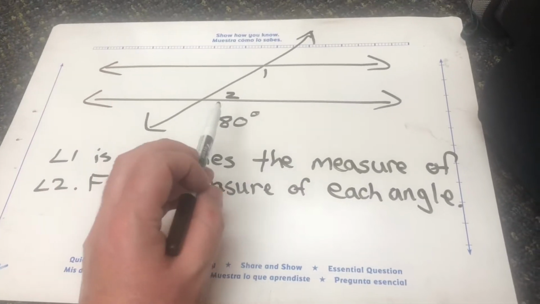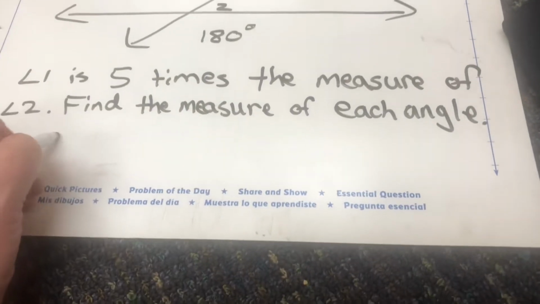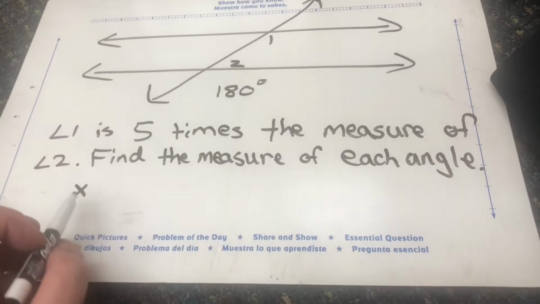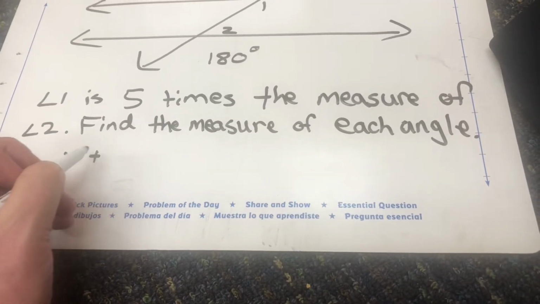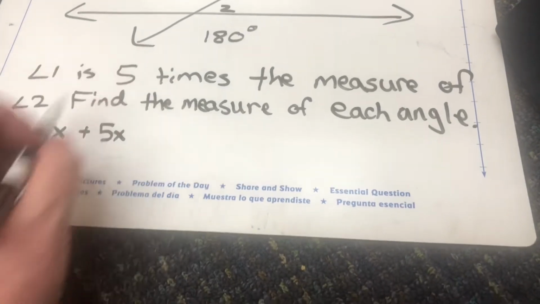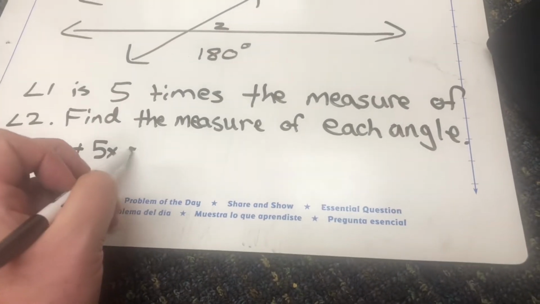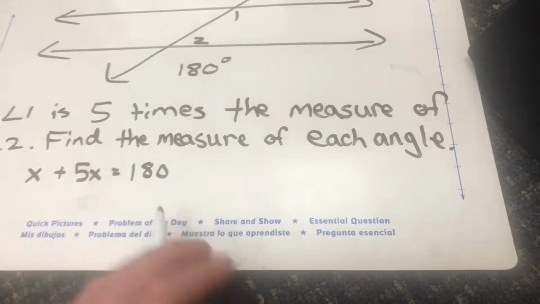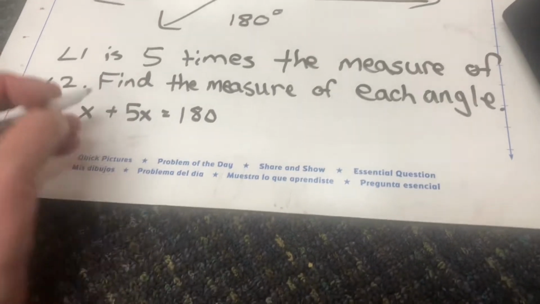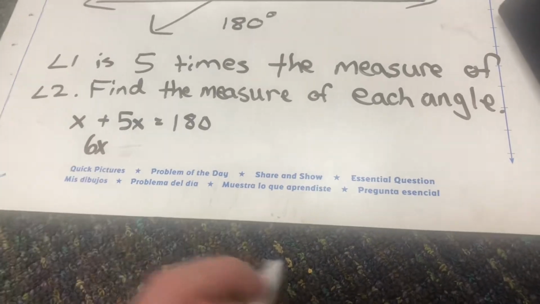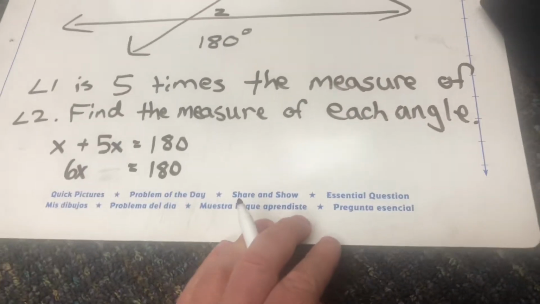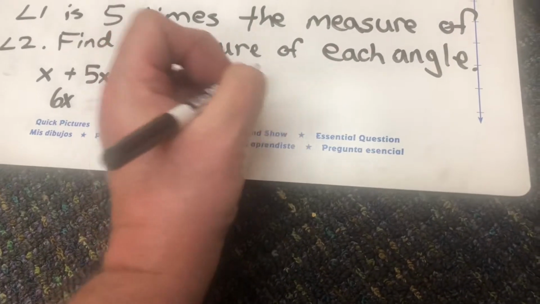Well, I'm going to say that angle 2 equals x, okay? And since angle 1 is 5 times greater, we're going to say plus 5x, because it's 5 times greater than angle 2, which is just x. And that whole thing has to equal 180 degrees. Well, this is 1x plus 5x. That's 6x.